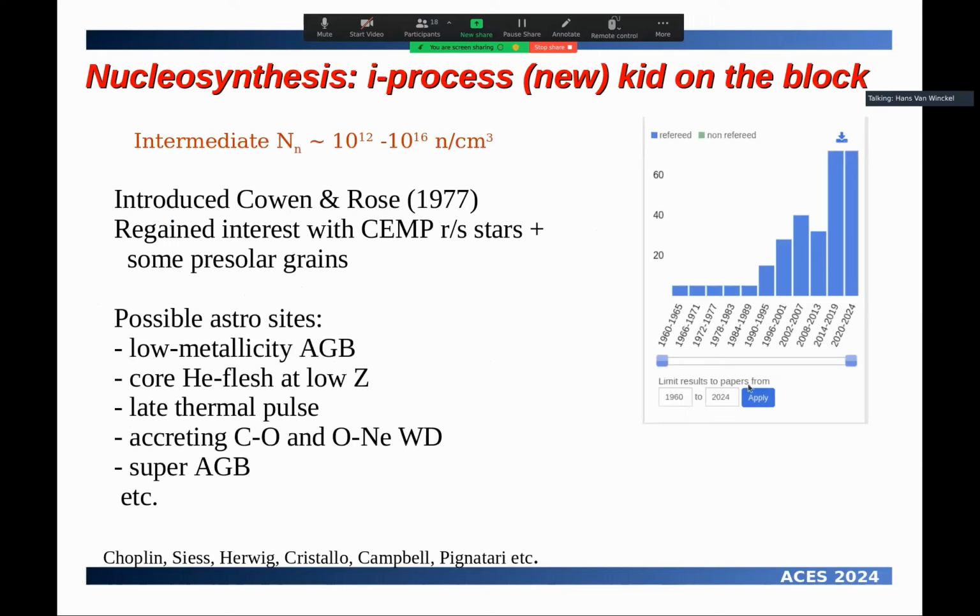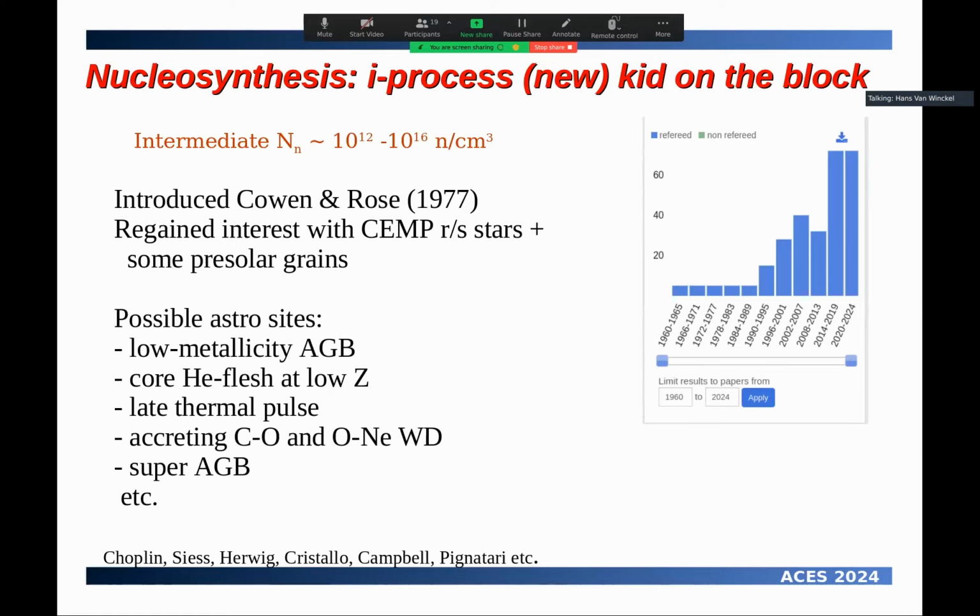There is now a new kid on the block, which is the I process, and the I process is a neutron irradiation with densities intermediate between S and R. It was introduced already a long time ago, in 1977, but it's getting more and more attention. The reason is that in the CEMP stars, the carbon-enhanced metal-poor stars, some of them have both an S process nucleosynthesis pollution as well as an R process nucleosynthesis pollution.